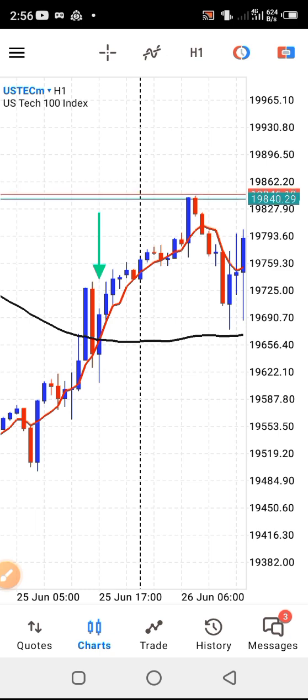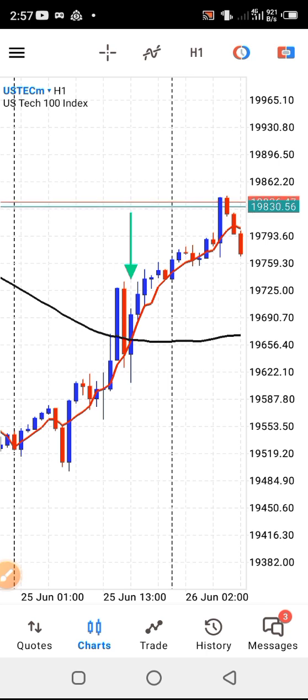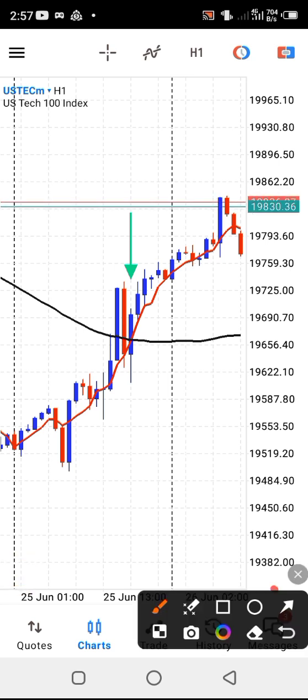Okay, so I would like to start from here. This is the moving average cross strategy. When one of the moving averages, the red one, the faster one, crosses the slower one, you are to enter a buy trade. If it crosses it from downwards and moves upwards, then you should be entering a buy trade.